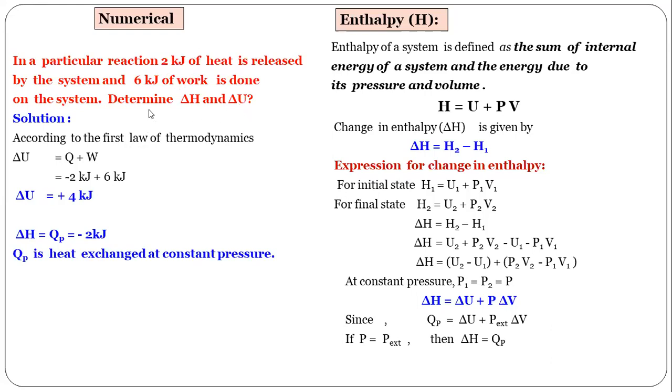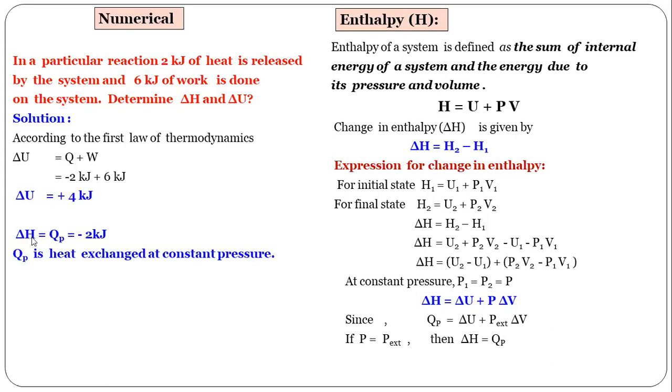We already discussed the mathematical expression for the first law of thermodynamics. Delta U is equal to Q plus W, where Q is the heat released, here minus 2 kilojoule, because heat is released, plus work is done on the system. You see here, work is done on the system. So according to the sign conventions, W will be positive. So by solving this simple equation, we will get delta U is equal to plus 4 kilojoule, means delta U is calculated.